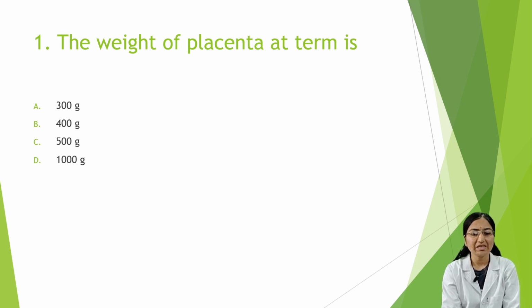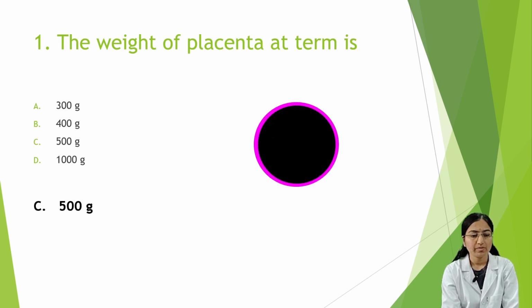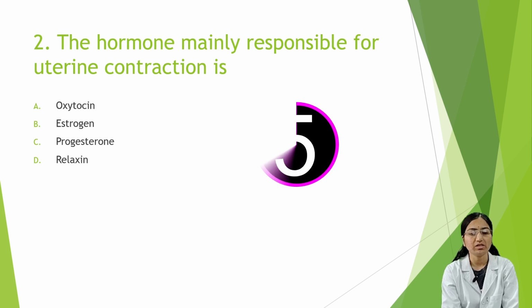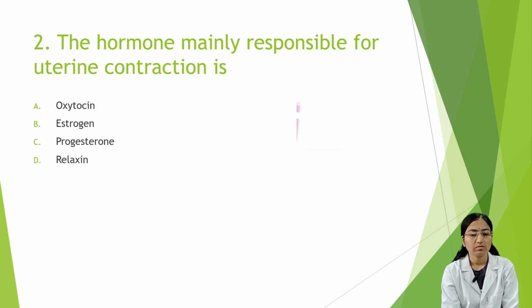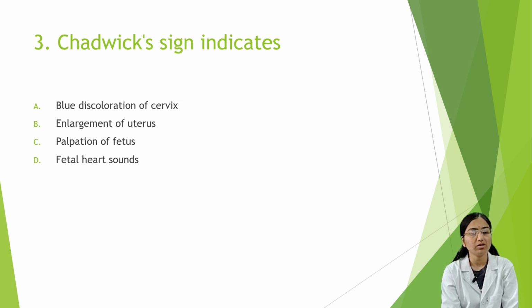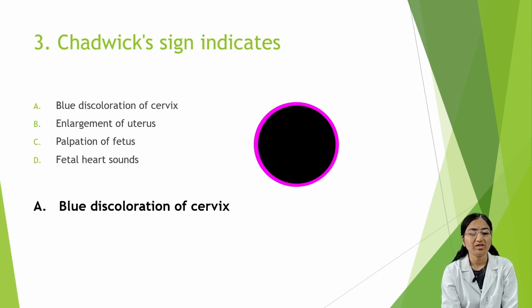The weight of placenta at term is? Right option is C, that is 500 gram. Next question. The hormone mainly responsible for uterine contraction is? Oxytocin. Next question. Chadwick's sign indicates? Right option is A, that is blue discoloration of cervix.